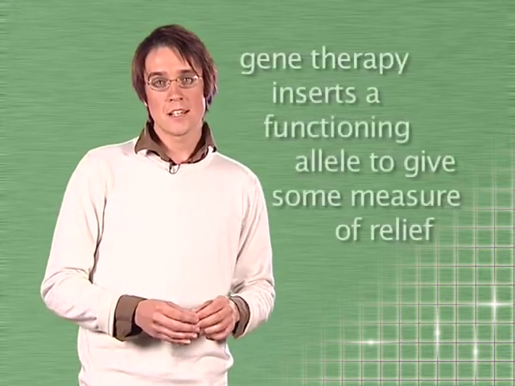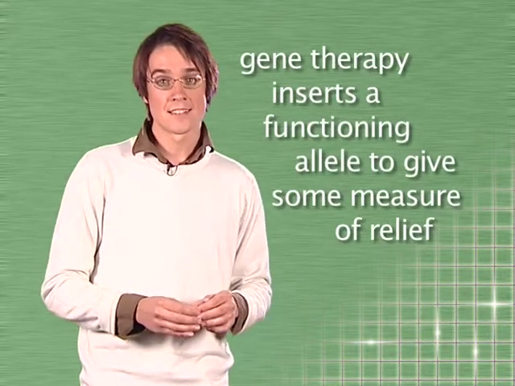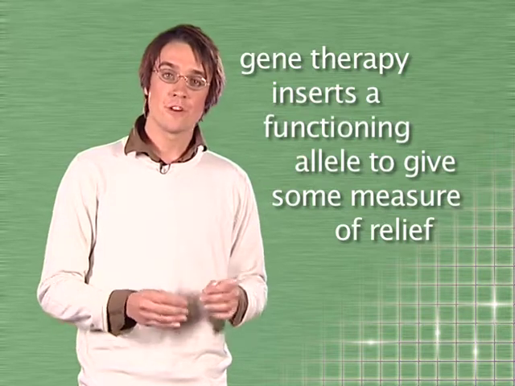In Huntington's disease, the abnormal version of the protein, huntingtin, causes the neurological disorders that give rise to the symptoms of the disease. Where the condition is recessive, such as cystic fibrosis, then the allele is not producing a functioning protein. Gene therapy can insert the functioning allele into some of the host cells and give some measure of relief from the symptoms.